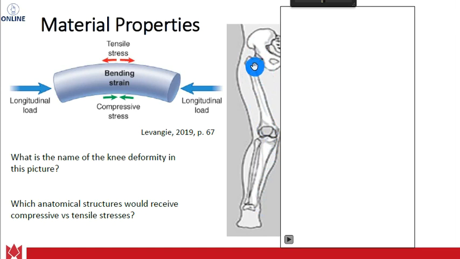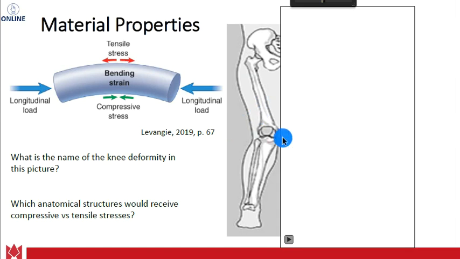With this scenario, we're going to call this a genu valgum deformity, in which the femur is adducted, and then the tibia is actually more externally positioned here. So you have this deformity, genu valgum. Sometimes we refer to this as knock knees, where the knees are caving in.